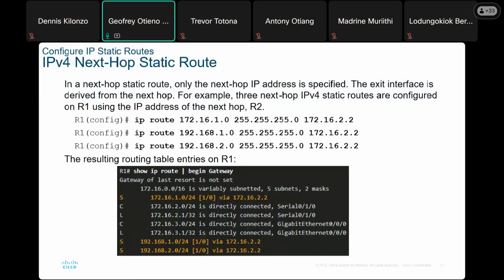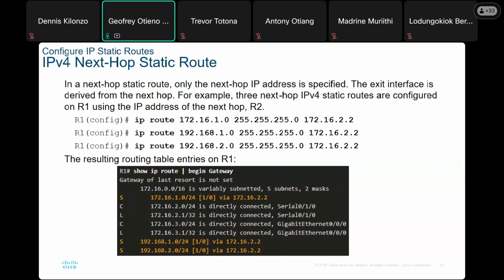So we have talked about the next hop IP address. What is the purpose of configuring the next hop static address? In a next hop static route, only the next hop IP address is specified. The exit interface is derived from the next hop. For example, 3 next hop IP static routes are configured on R1 using the IP address of the next hop. Next hop means next router.